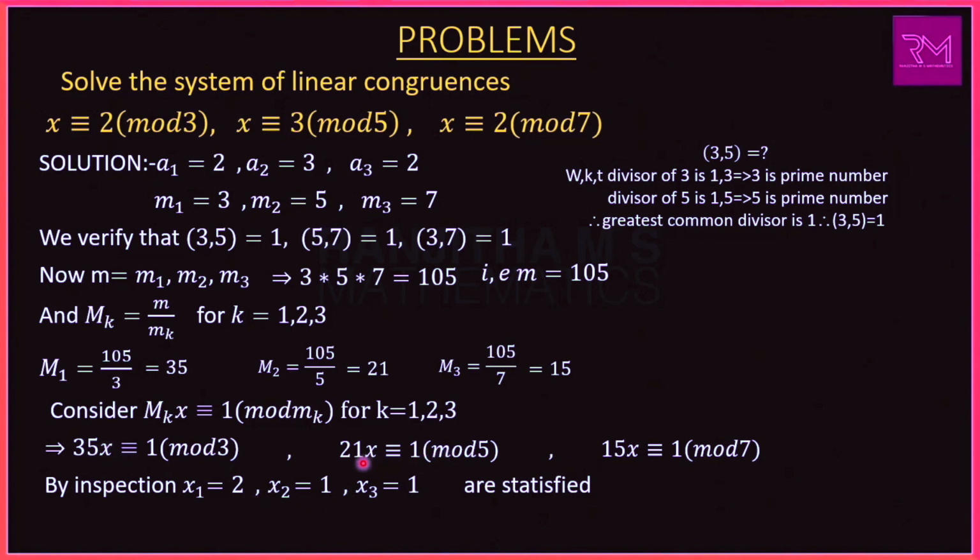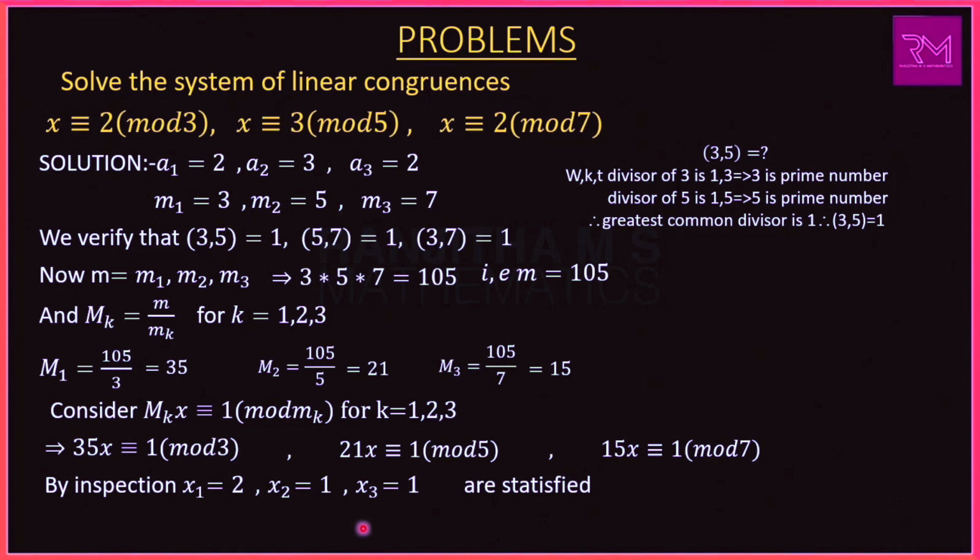In a similar way, if we substitute x equal to 1, 21 is congruent to 1 mod 5, that is, 5 divides 21 minus 1, which is 20. Obviously 5 divides 20, therefore x2 is 1 here. For the third, if we substitute x as 1, 15 into 1 is 15, congruent to 1 mod 7, that is, 7 divides 15 minus 1, which is 14. Obviously 7 divides 14. Therefore by the inspection method, x1 is 2, x2 is 1 and x3 is 1.